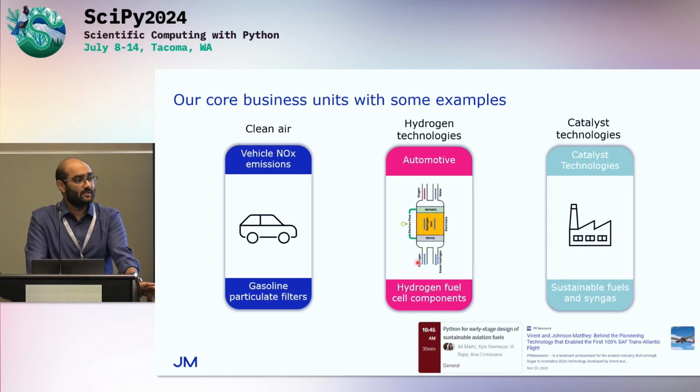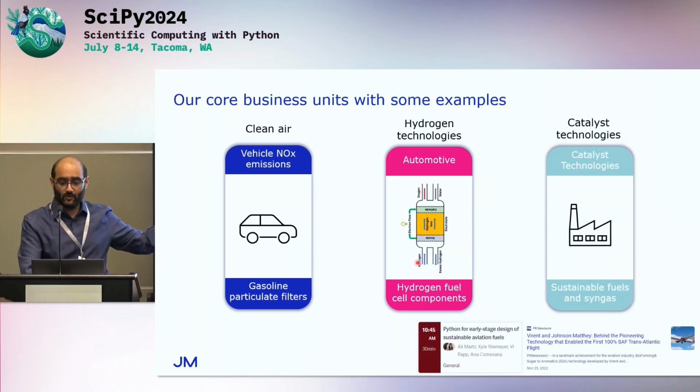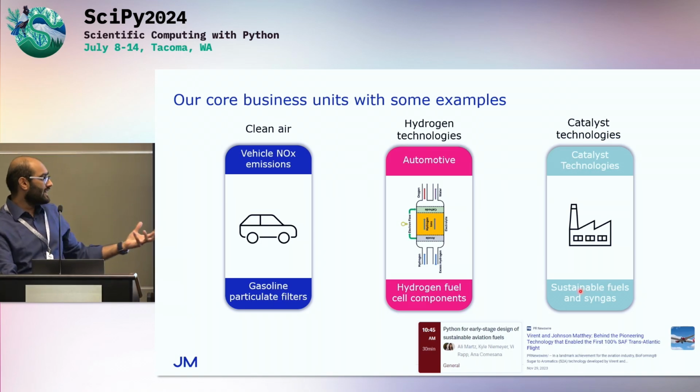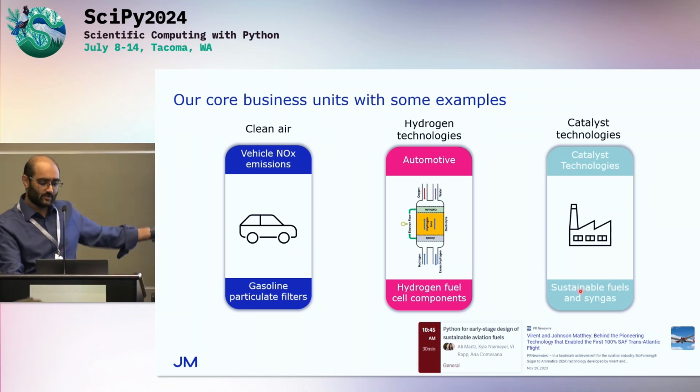Our business units are structured around 3 core units, and that is clean air for reducing pollution and vehicle NOx emissions, for example. The other one is hydrogen technologies, so this is automotive industry and alternative energy sources. And the other business unit is catalyst technologies. This looks after our sustainable fuel, synthetic gas, and anything that we have an expertise in catalysis and how we can translate that into industrial processes.